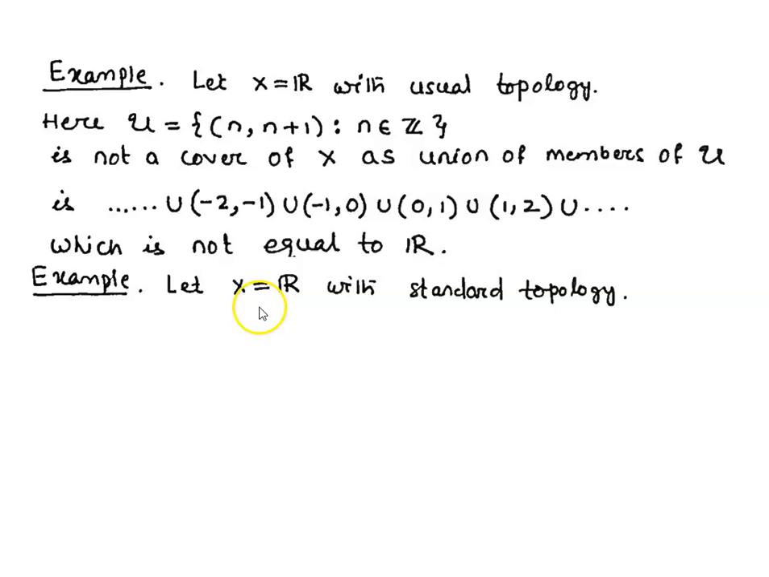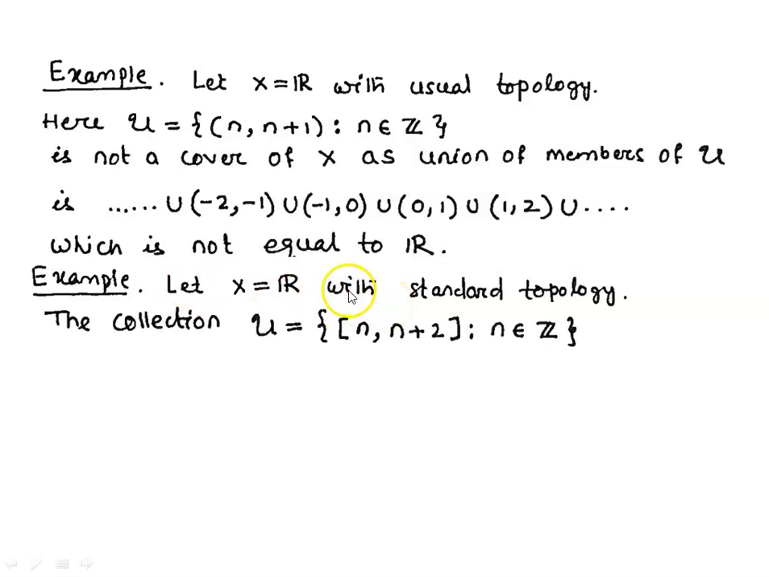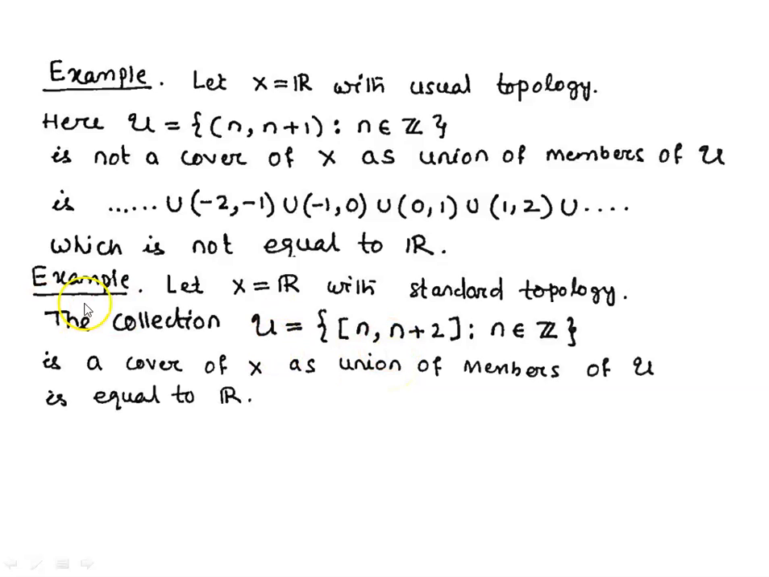Let us take one more example. Let us have the same X. X is the set of real numbers with standard topology, and our collection U is the closed intervals [n, n+2], where n is an integer. If n is equal to 1, then we have the closed interval [1, 3]. If n is 2, then we have the closed interval [2, 4], like this. Now let us take the union of all these subsets. The union of all these subsets covers the whole real line. So this collection U is a cover of R.